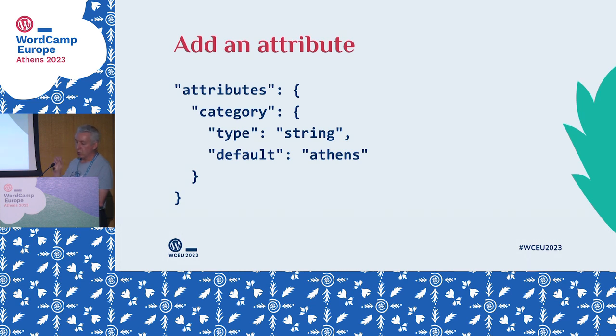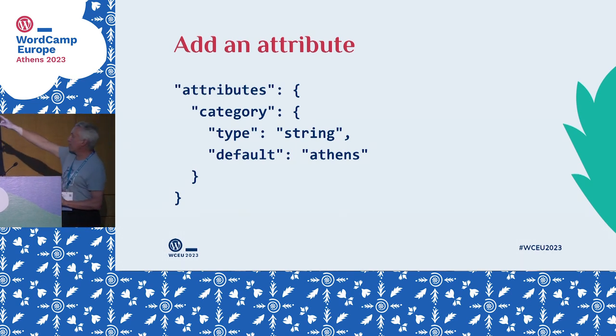No, not yet. You have to go into block.json and change it from Athens to Vienna. If you want to show everything in the default, you can just remove the default or put an empty string there. Or just not have the default property at all.